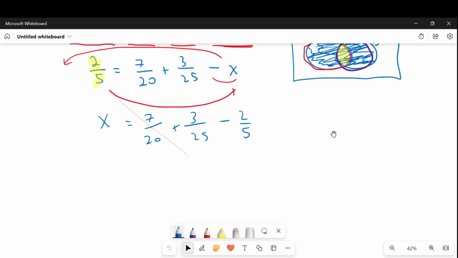So I'm just typing this into my calculator using the fraction button. 7 over 20 plus 3 over 25 minus 2 over 5. And I get 7 over 100. And that's a reduced fraction. You could also write 7%, but you wouldn't need to, certainly, because you were given fractions. So it's perfectly fine to leave a fraction.